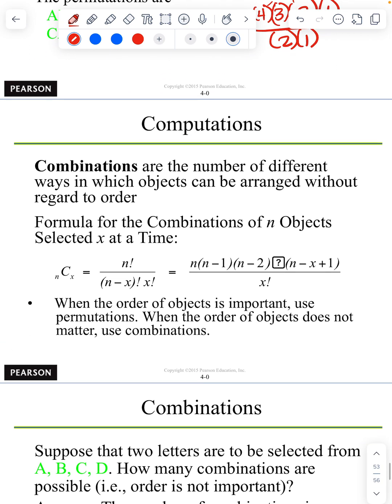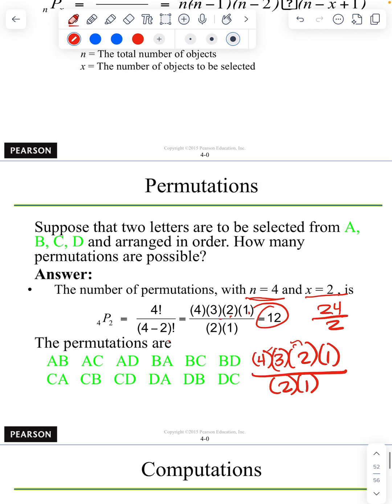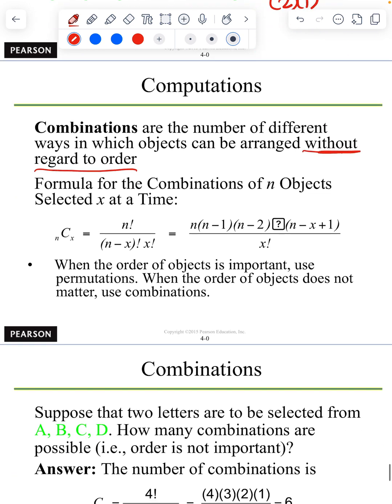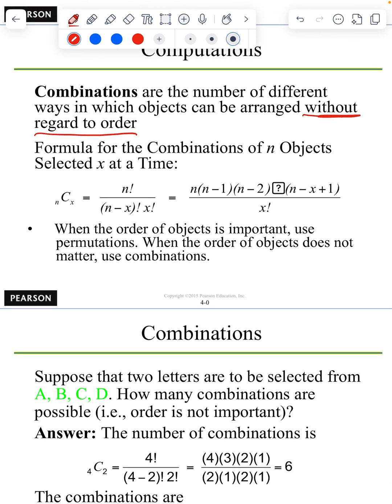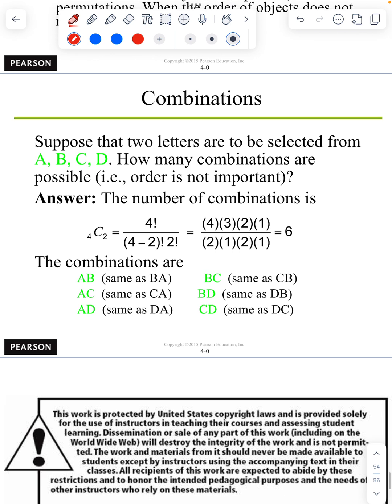Combinations are the number of different ways in which objects can be arranged without regard to order. So permutations are arranged in order; with combinations, order does not matter. So if you look at this with combinations, suppose two letters are selected from A, B, C, D. How many combinations are possible?